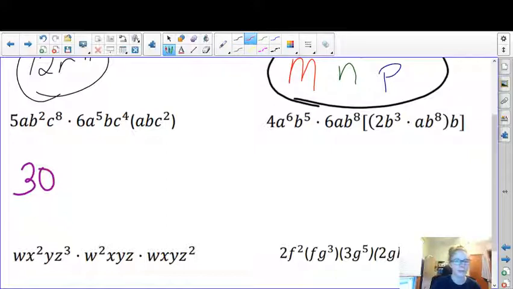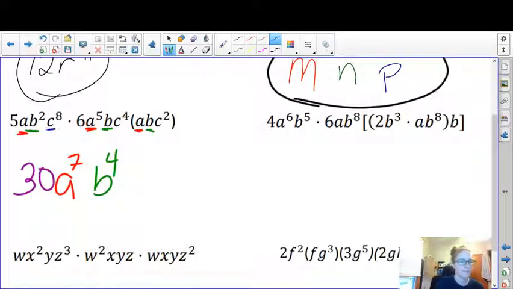Then I'm going to start looking at all the A's. So I have 1, plus 5 is 6, plus 1 more is 7. So I have A to the 7th. Next, the B's. So I have 2, 3, 4. And finally, the C's. I have 8, 12, 14.